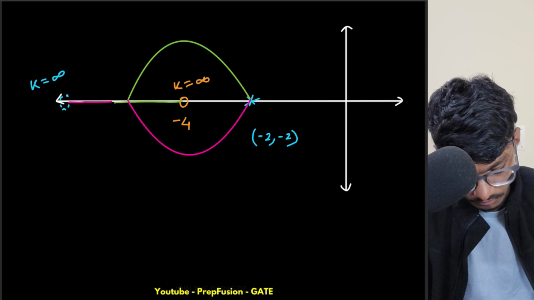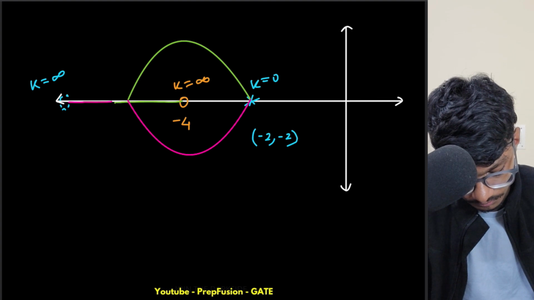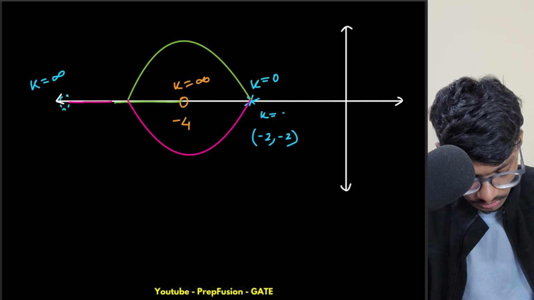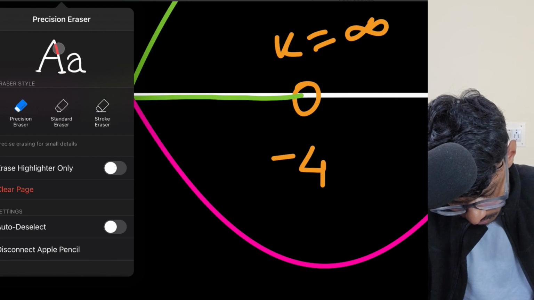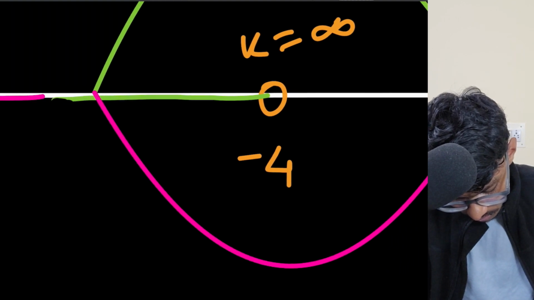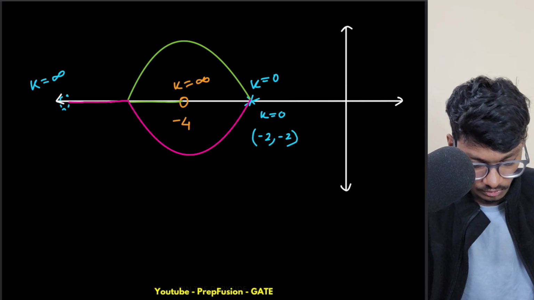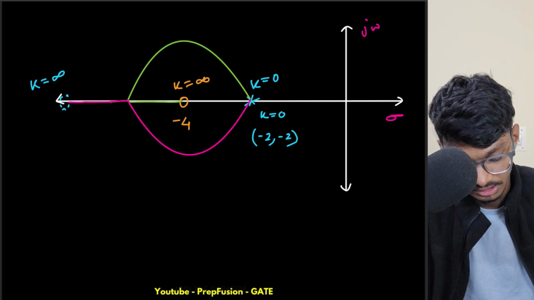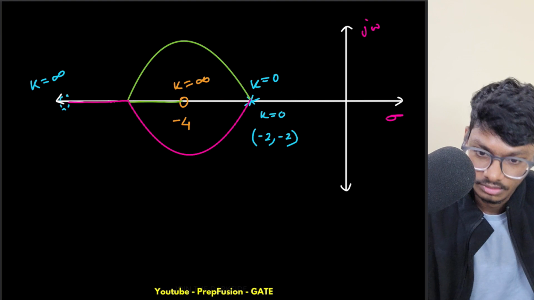K equals infinity. This is K equals 0, starting from K equals 0 itself. And here I have two roots. So this is K equals 0. So this is my root locus basically. You might ask, why is this like this and why isn't this like this? It can be, but this will be like this only, a circle only. Okay, I'll prove it to you.